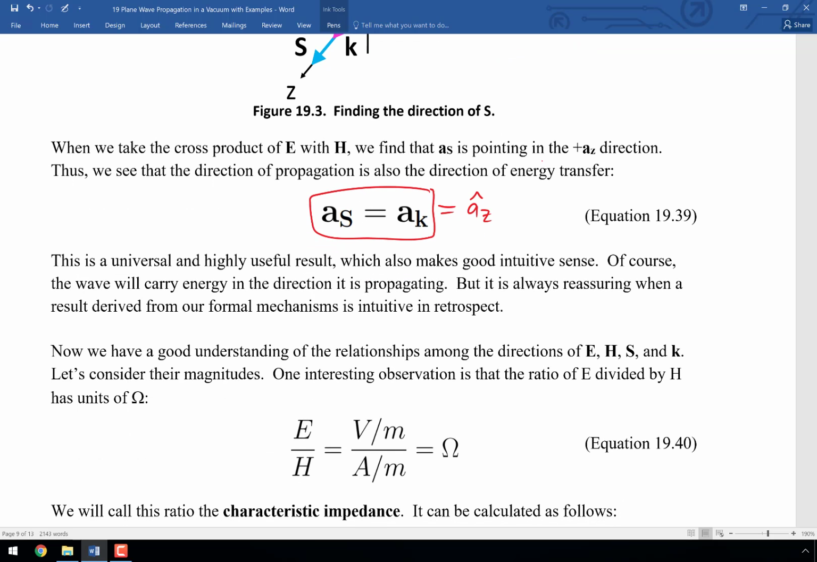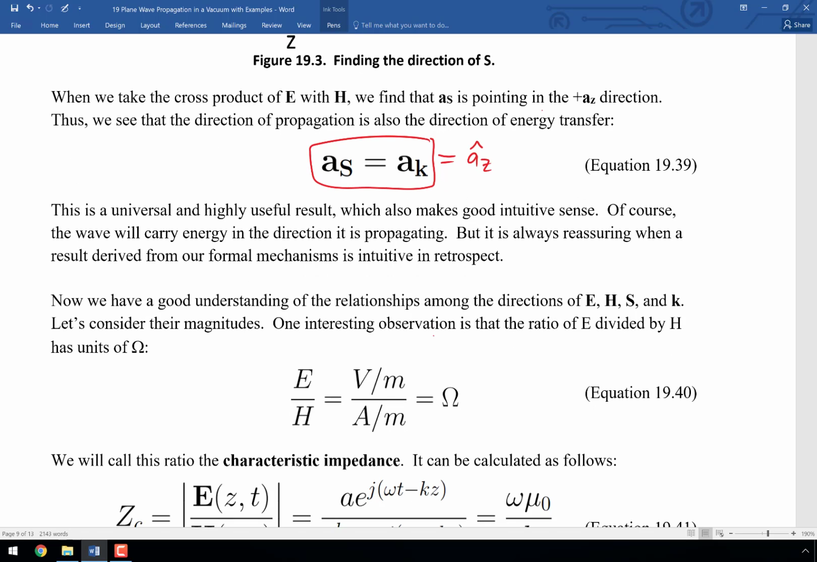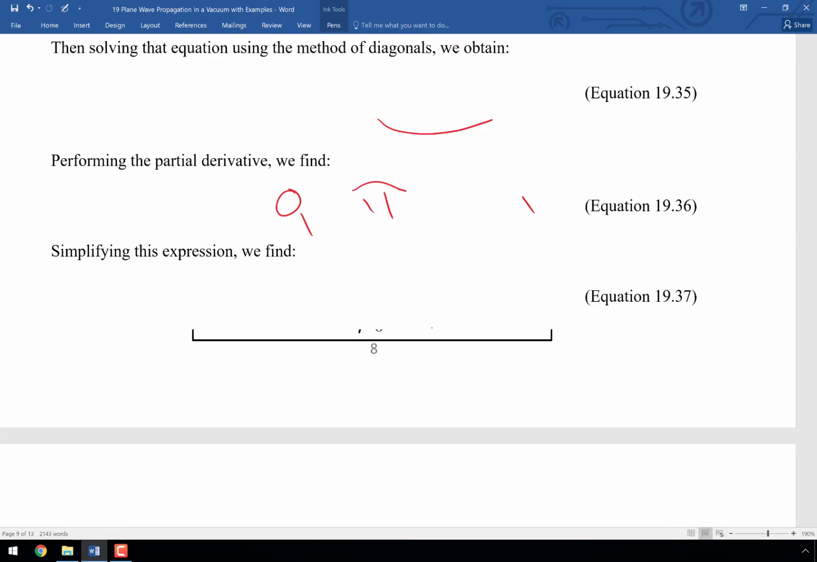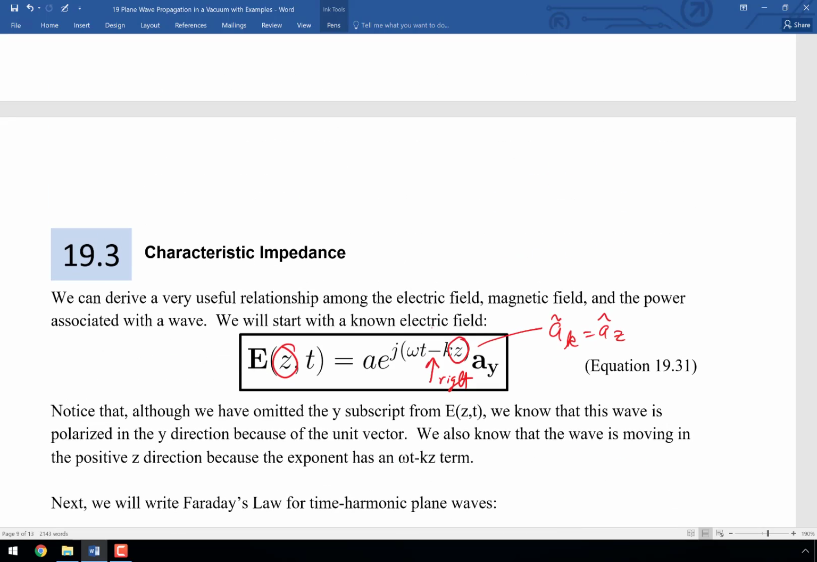Now, we can talk a little bit about the relationships among the directions. That's what we've sort of understood. But now we can also talk about the relationships among their magnitudes. Let's say that we were given the magnitude of E. If I scroll way back up to the beginning of this section, we were given that the magnitude of E is equal to lowercase a.